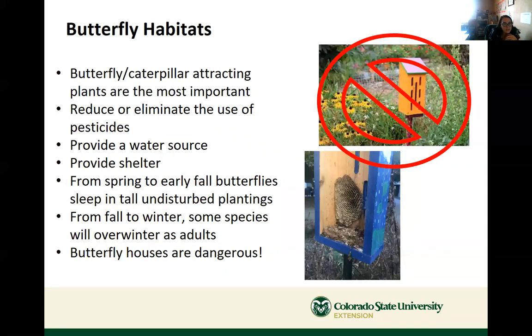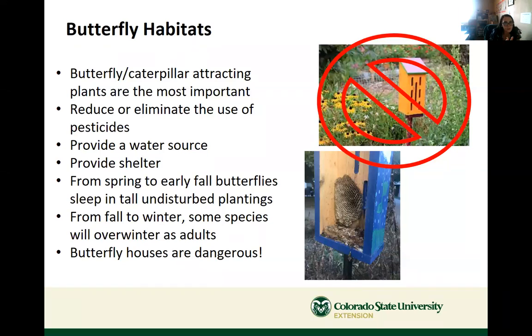Butterfly habitats. This is an important one to talk about, and I actually just learned this. If you took this class in person last year, I'm so sorry that we made butterfly houses. I've just been reading the research, and that is not good. So let's talk more about that. The main thing that you can really do as far as habitat goes is to just have the right host plants for the caterpillars and butterfly attracting plants.